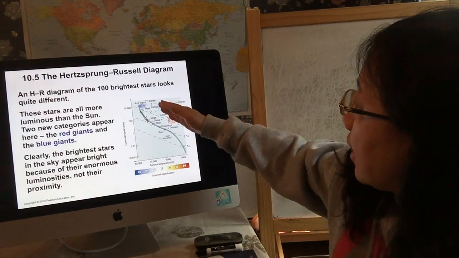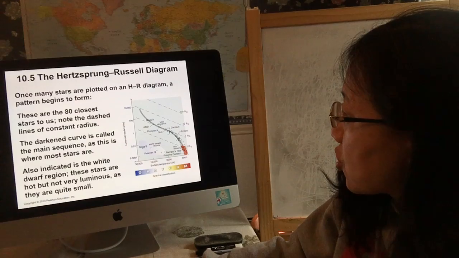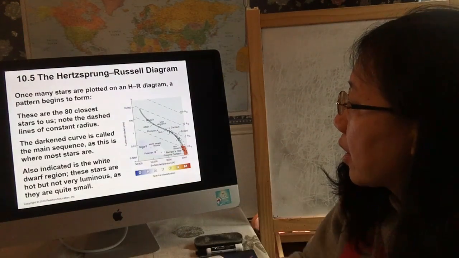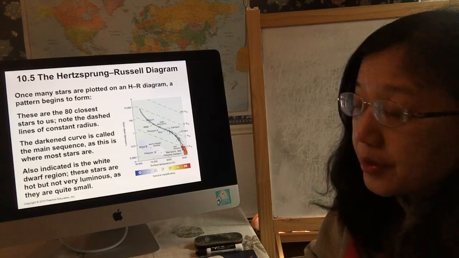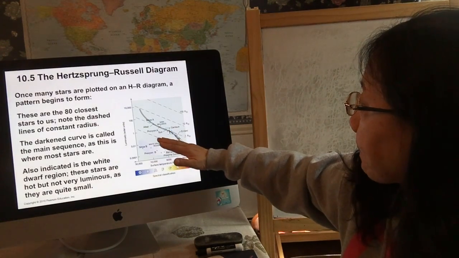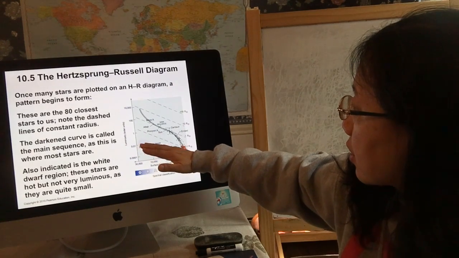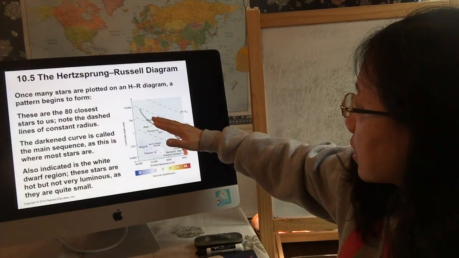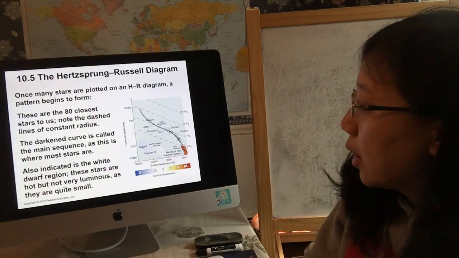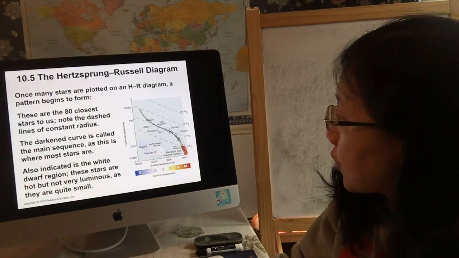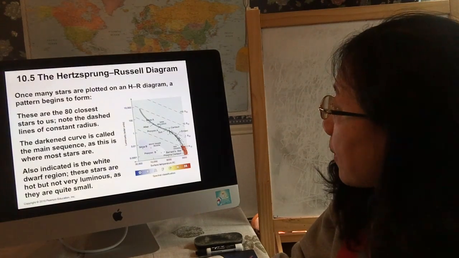When we call them dwarfs and giants, we are actually talking about their sizes. If you see the dashed lines over here on the HR diagram, when the lines are here, they mean the star is smaller than the Sun. When the lines are over here, they refer to stars which are much bigger than the size of the Sun.